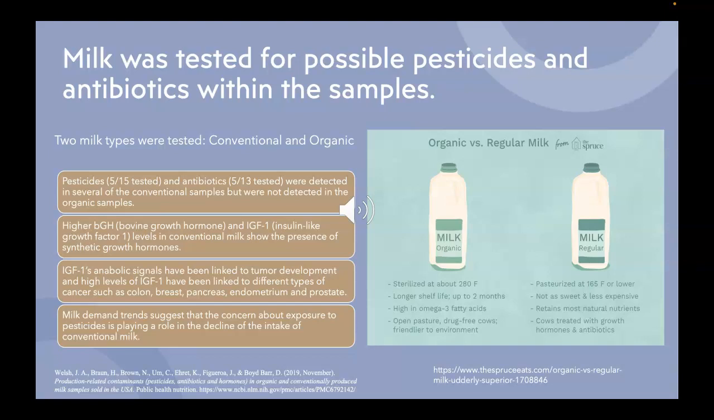IGF-1's anabolic signals have been linked to tumor development, and high levels of IGF-1 have been linked to different types of cancer, such as colon, breast, pancreas, endometrium, and prostate.